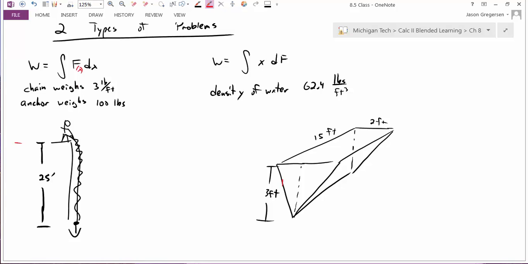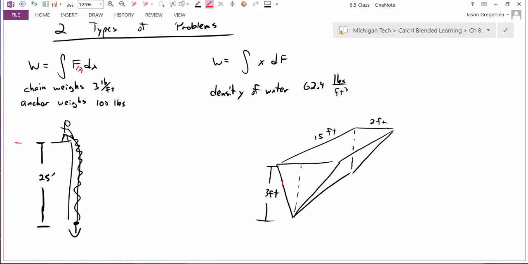And the real chain is going to have some sort of weight to it, which means the weight that he's pulling as he pulls up is going to be changing. The force that he's going to have to use is going to be different as he pulls his chain up. It's going to be a lot heavier right now than it is when he's almost to the top and there's only like a foot of chain left. He's going to be carrying a lot less chain. So the weight is going to be changing as he pulls it up, which makes it an integral problem.